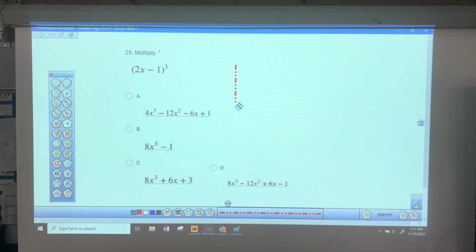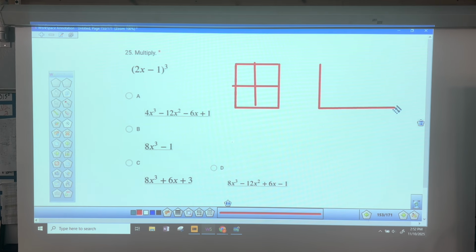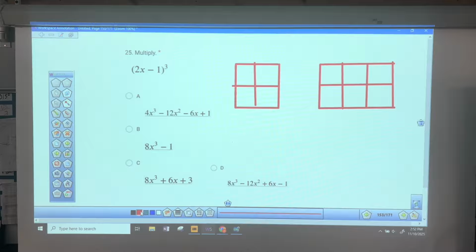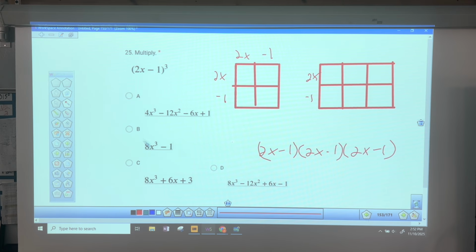Quick note, I've got to set up 2x minus 1, and then 2x minus 1 again. But after I multiply 2x minus 1 times 2x minus 1, that's going to generate the trinomial. So technically we have 2x minus 1 times 2x minus 1 times 2x minus 1. I can tell you right now, it's not going to be b. There's a lot of stuff in the middle.